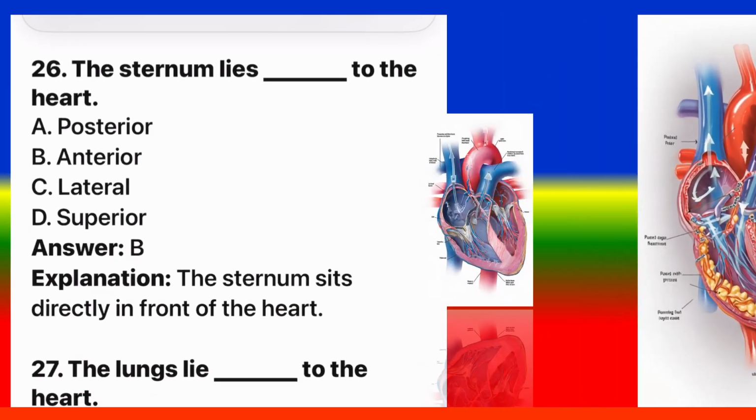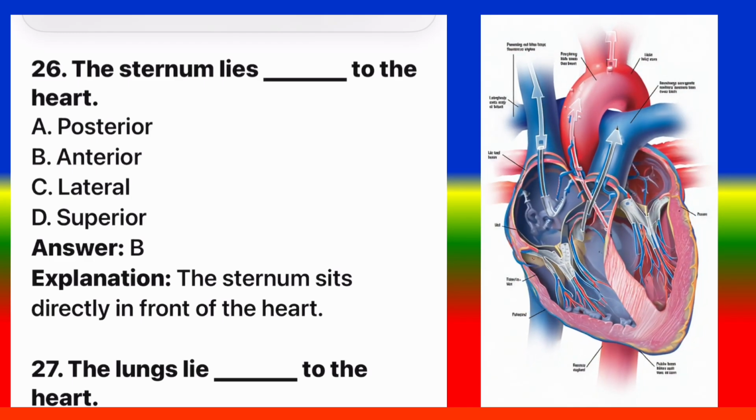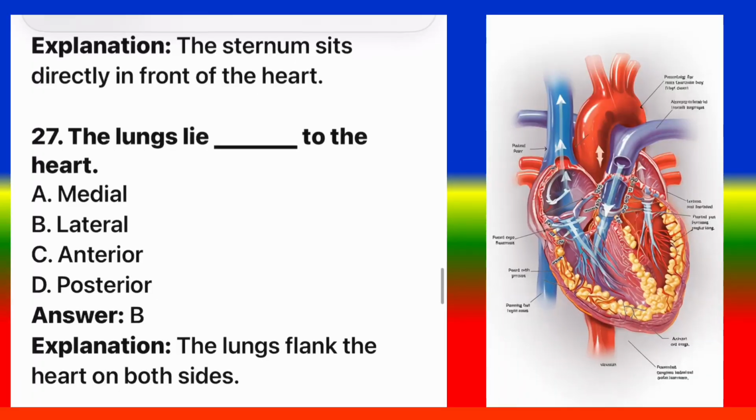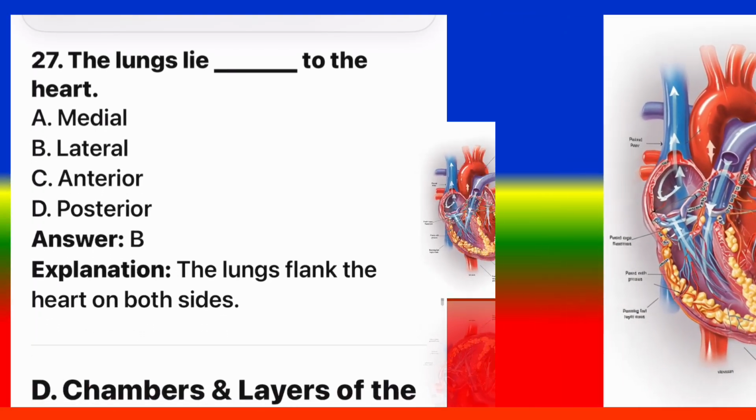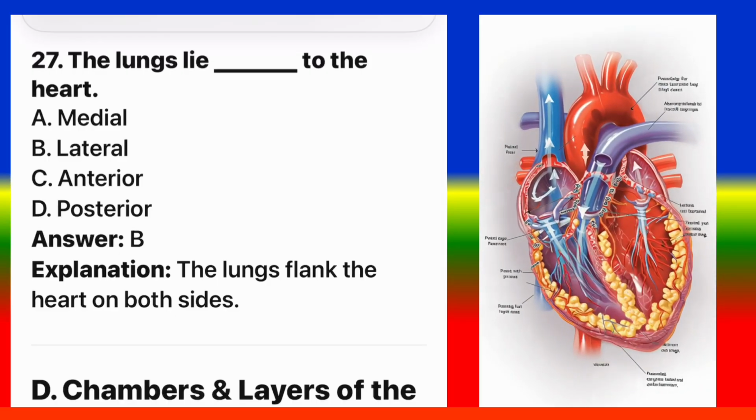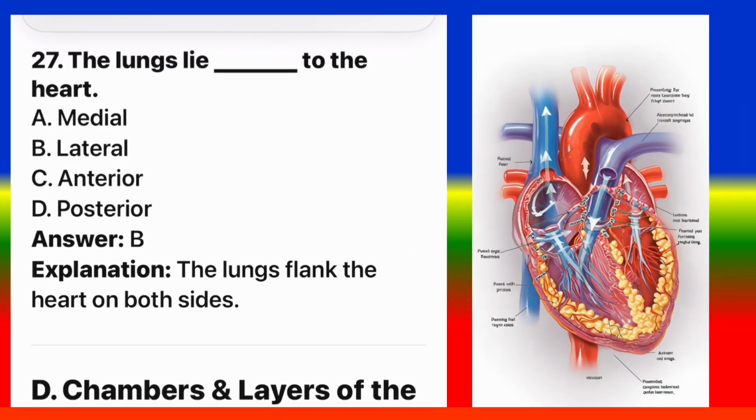26. The sternum lies to the heart. A. posterior, B. anterior, C. lateral, D. superior. B. Explanation: the sternum sits directly in front of the heart. 27. The lungs lie to the heart. A. medial, B. lateral, C. anterior, D. posterior. Answer B. Explanation: the lungs flank the heart on both sides.